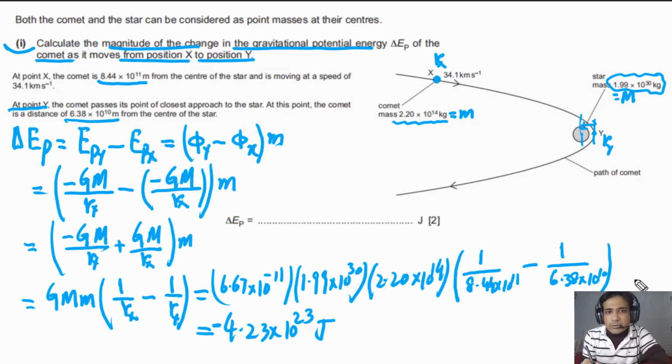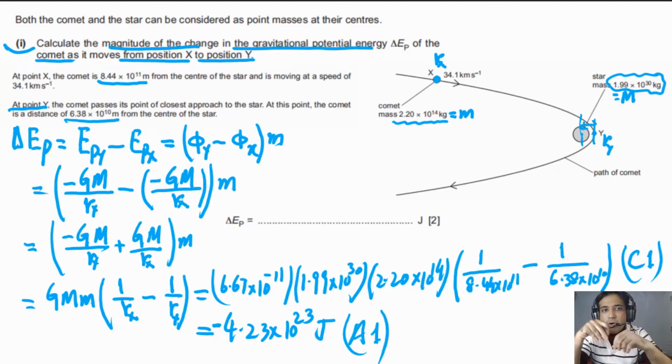For this question, if you have written this step, you will get 1 mark, that is the C mark, and the second mark is the answer mark if you have got the right answer. This is how marks will be awarded. Always approach gravitational potential energy using the concept of potential. It is a very important tool to answer this type of problem.